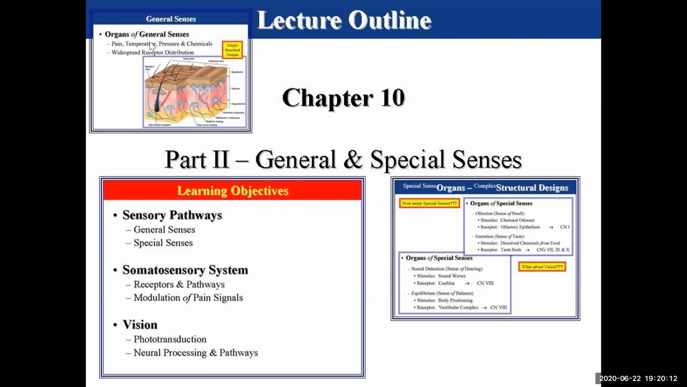So briefly, organs of general sense. Pain, temperature, pressure, and touch. Okay. So pain, temperature, pressure, touch. They have common features. Their receptor has a simple structural design. So their structure is really simple. They also have a widespread distribution.